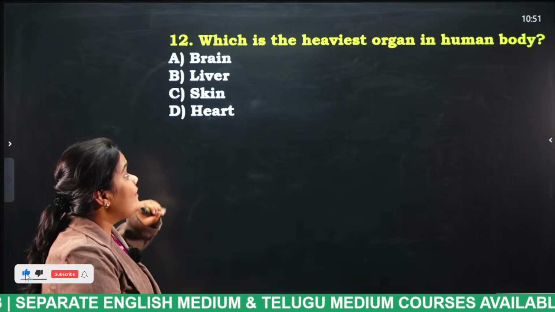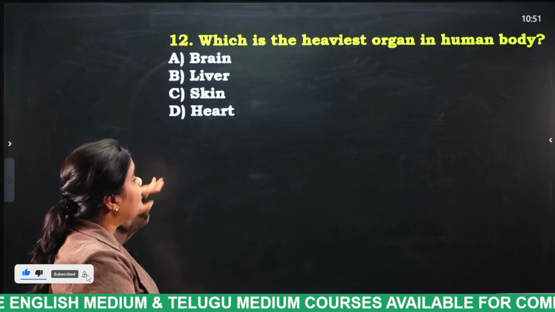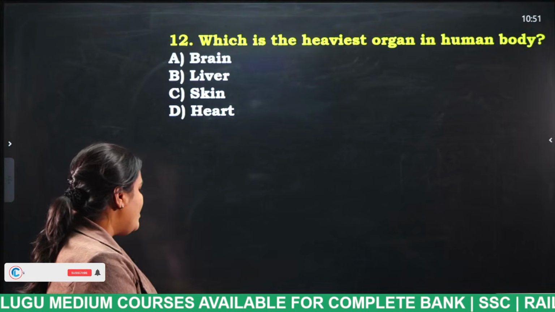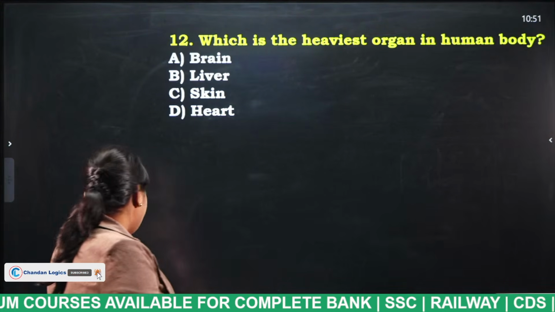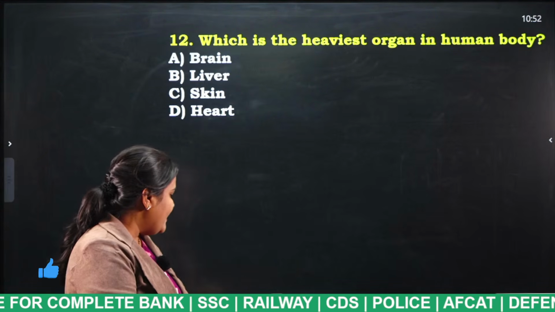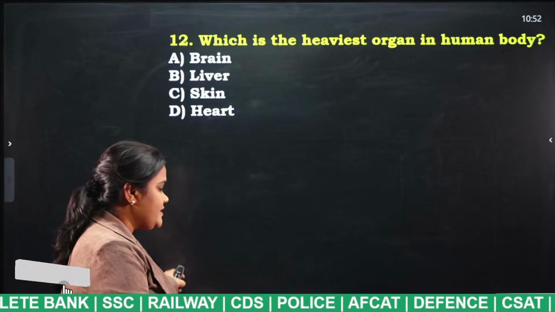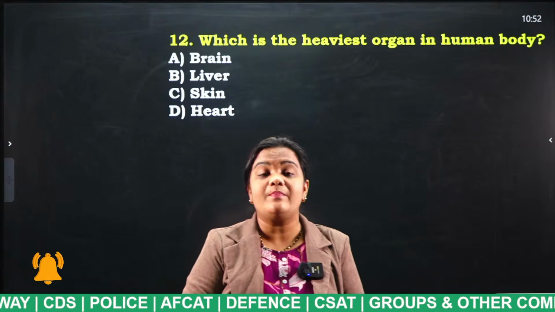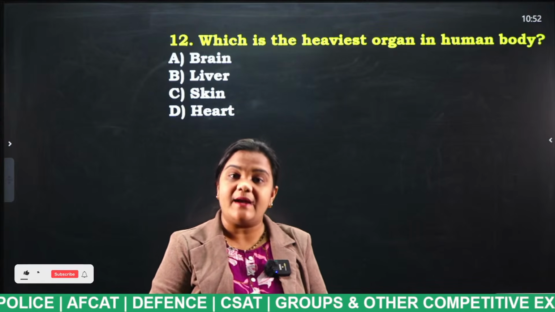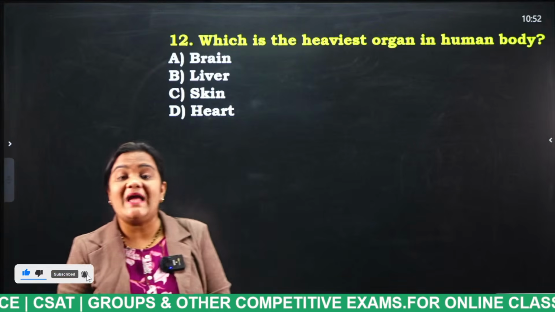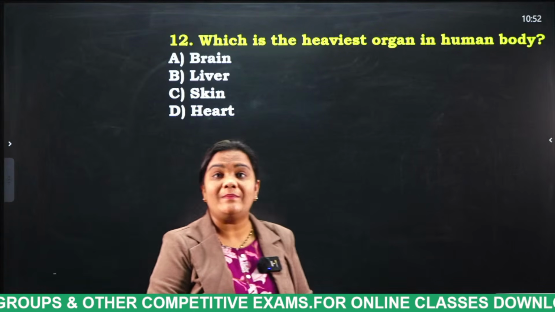Next question, which is the heaviest organ in the human body? Brain, liver, skin, heart. Now tell me, students, what is the answer for this question? Everyone in the live session, click the like button and mention your answers in the comment section. Actually, 15 to 20% of our body weight, so that organ is only going to be. So which type of organ is that? Which is the heaviest organ in our human body?